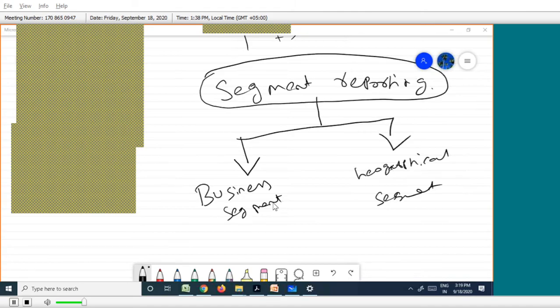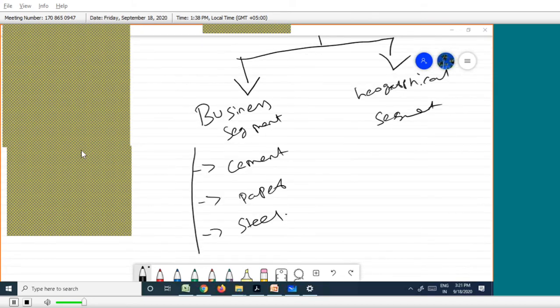So if a particular product is compared with the other product, and the risk and return are different, then it is a business segment. Because I have different businesses: a cement business, a paper business, a steel business. Different return, different risk, then it is called a business segment.